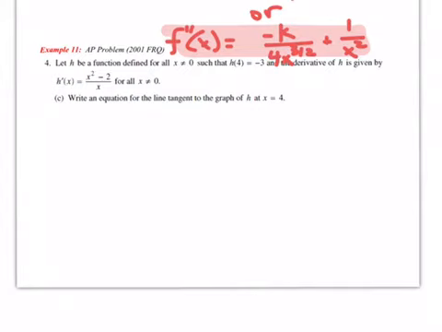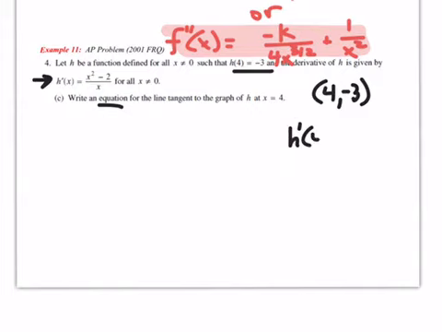Okay, in order to write an equation, I need a point and I need a slope. Well, I have a point. That point is 4, negative 3, given right here. And the slope I'm going to get directly out of that. So I'm going to plug x equals 4 into that, and that'll give me my slope. So h prime of 4.